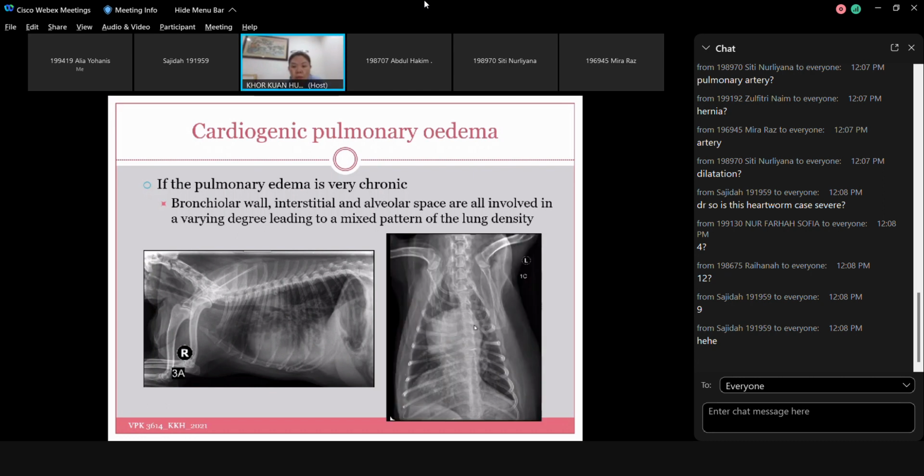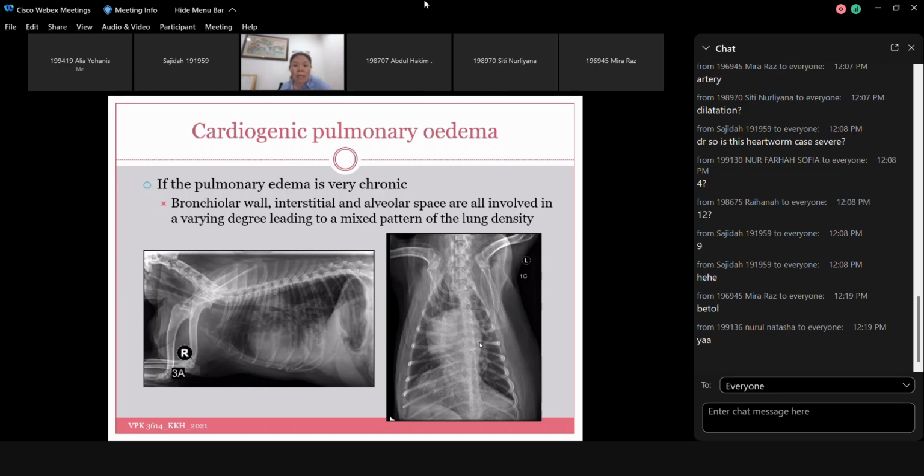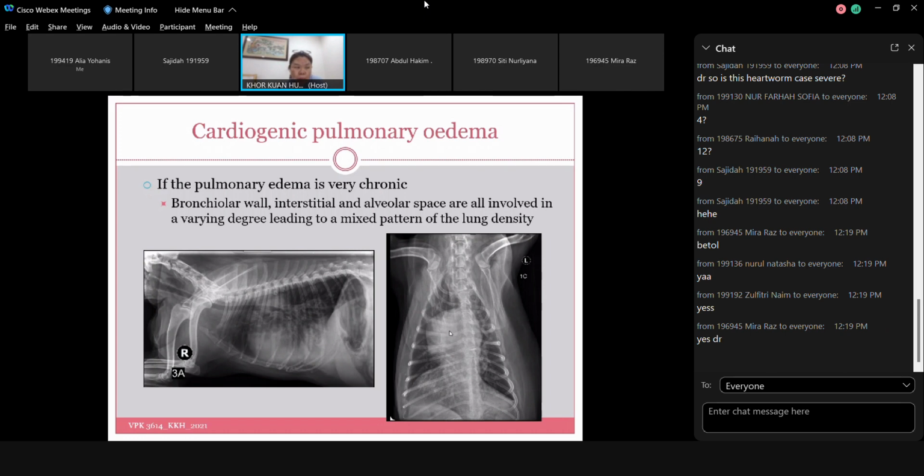Okay, inverted D, right? Inverted D, right? Are you all still there? Right, but wrong. This radiograph is not square.